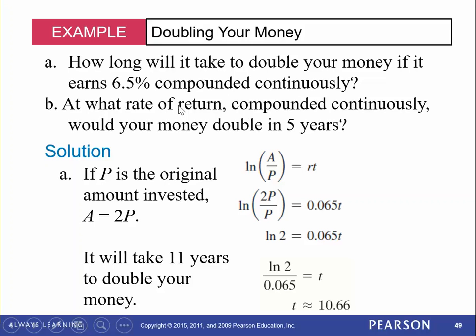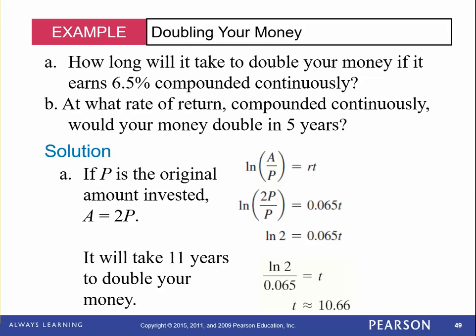Now we move to some applications. We're going to look at some business applications and then some physics applications. So let's go for it. This is the example in the textbook. It says, how long will it take to double your money if it earns 6.5%, assuming interest compounded continuously? And at what rate of return?